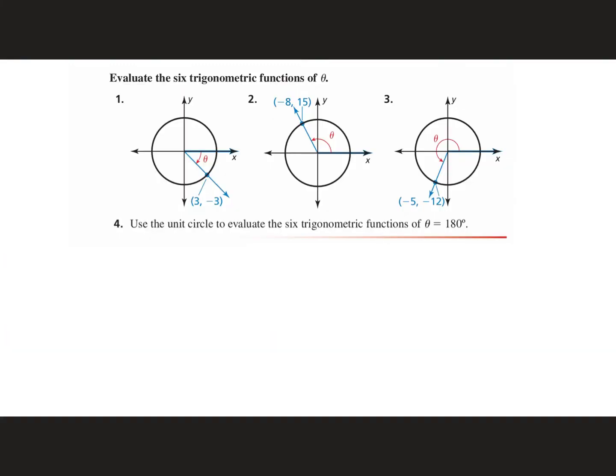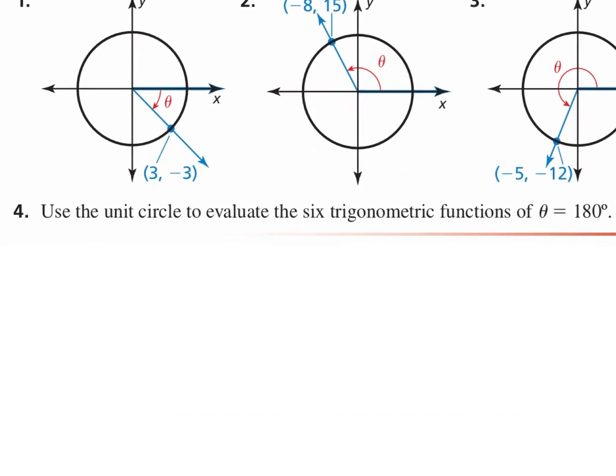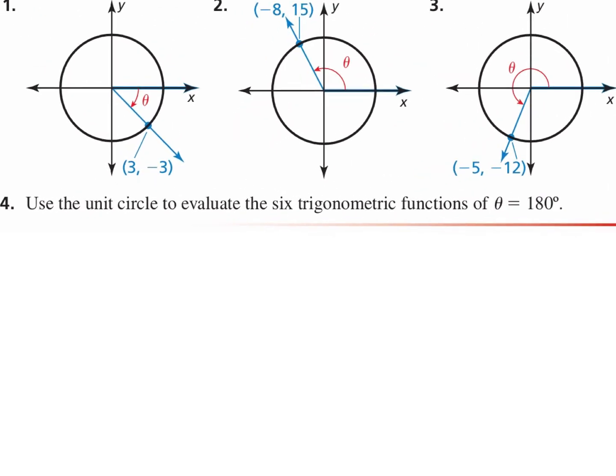Let's do number 4 first. Since we just did the unit circle one, we'll do it again here. We'll come back to 1, 2, and 3. So number 4. Use the unit circle to evaluate 6 trig functions of theta equal to 180 degrees. So here it says our unit circle. What does that mean r is equal to? R is equal to 1.